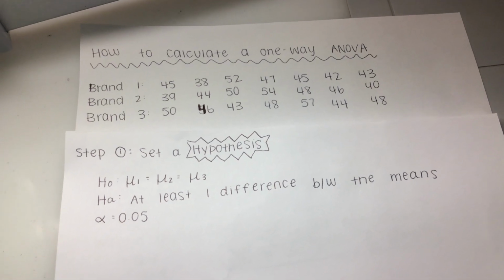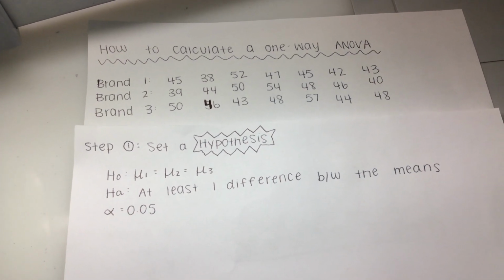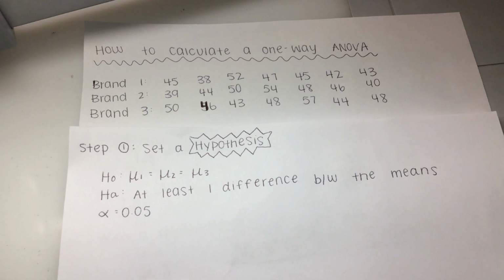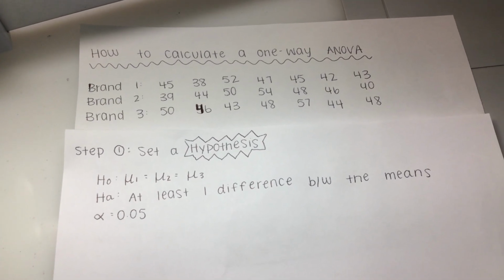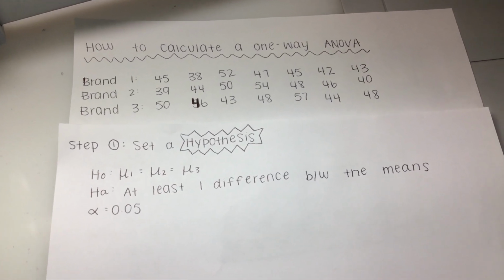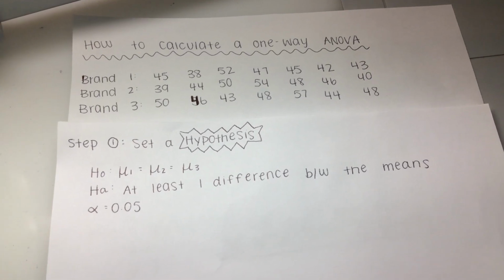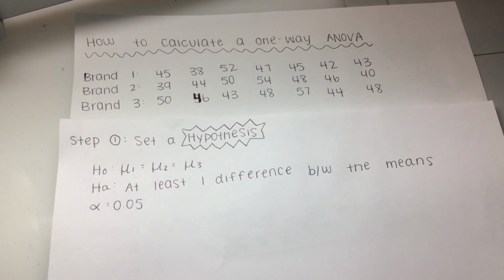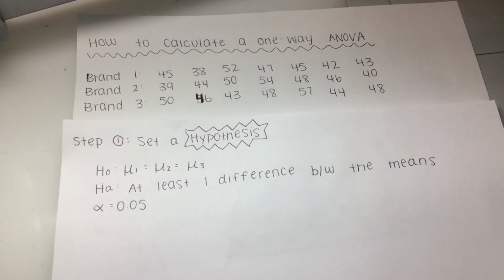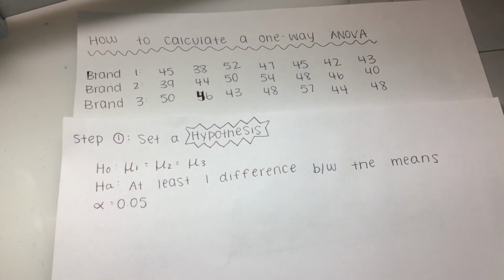For this case study, we are showing how to calculate a one-way ANOVA table by hand. In this problem, we are finding if the battery life of 3 different brands of batteries is the same. For step 1, we are setting the hypothesis.